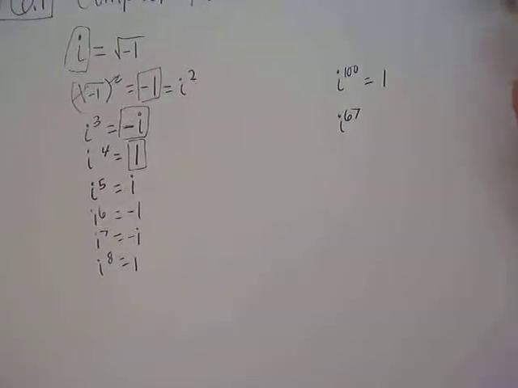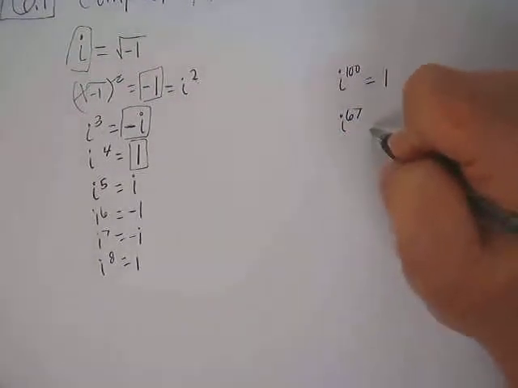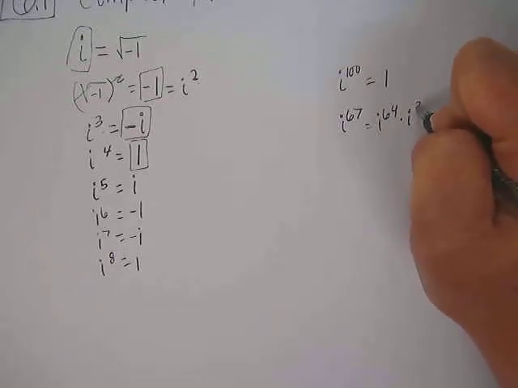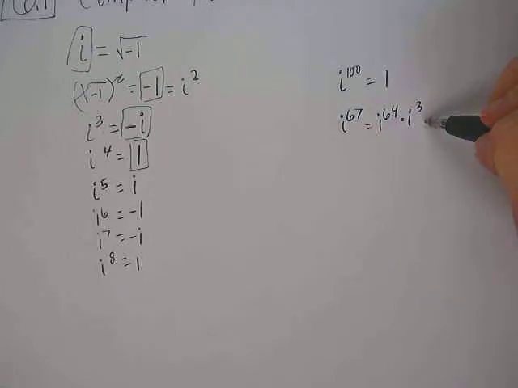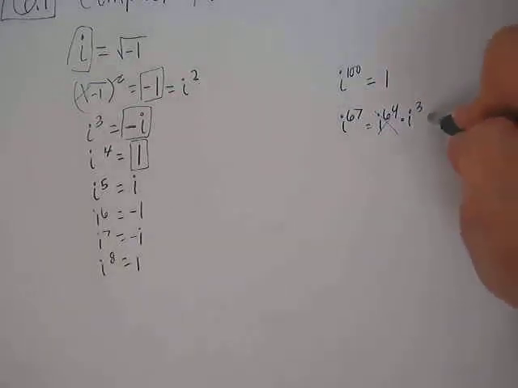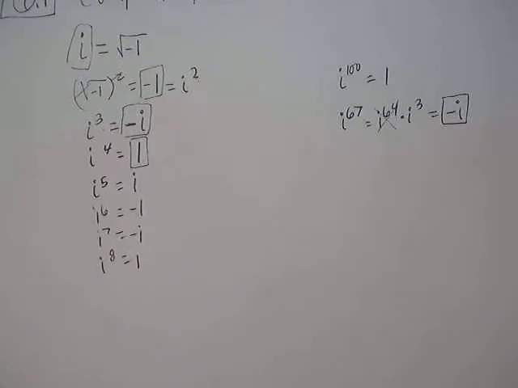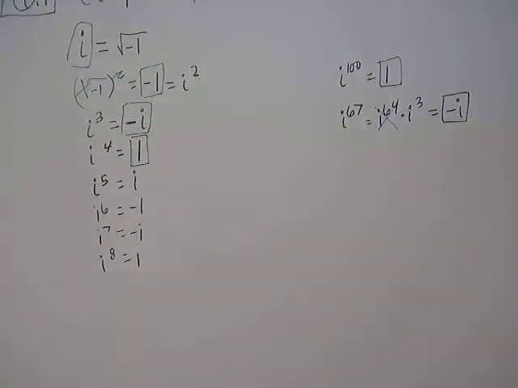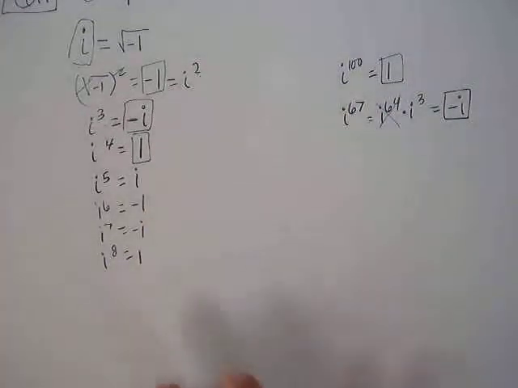If we go to a different number, like, I don't know, 67, the closest multiple of 4 would be i to the 64th, and i to the third would be what we would have to multiply that by in order to have our 67. Well, this becomes 1 because it's a multiple of 4, and i to the third is represented by -i, and so no matter what the exponent is, we can always get rid of the i completely or get it down to an i without an exponent. Okay.